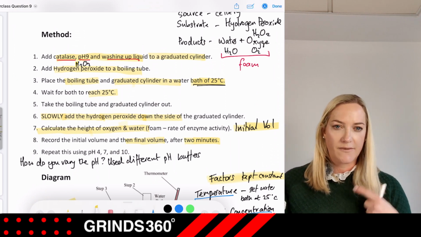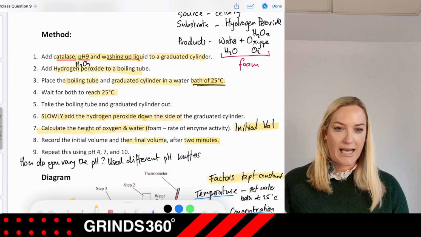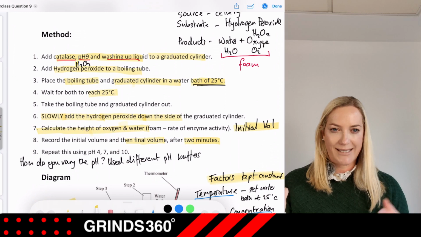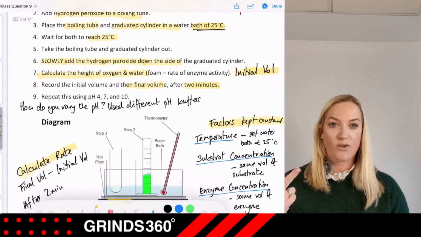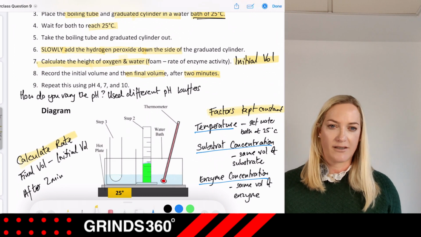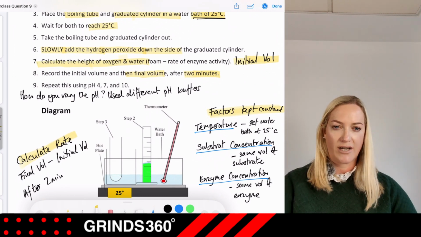If you've been looking at past paper questions on enzyme experiments, they may ask you: how did you record the rate of reaction? What did the hydrogen peroxide act as? What was your product? What was a factor kept constant? How did you keep this factor constant? So read that before you go rushing in and answering straight away.